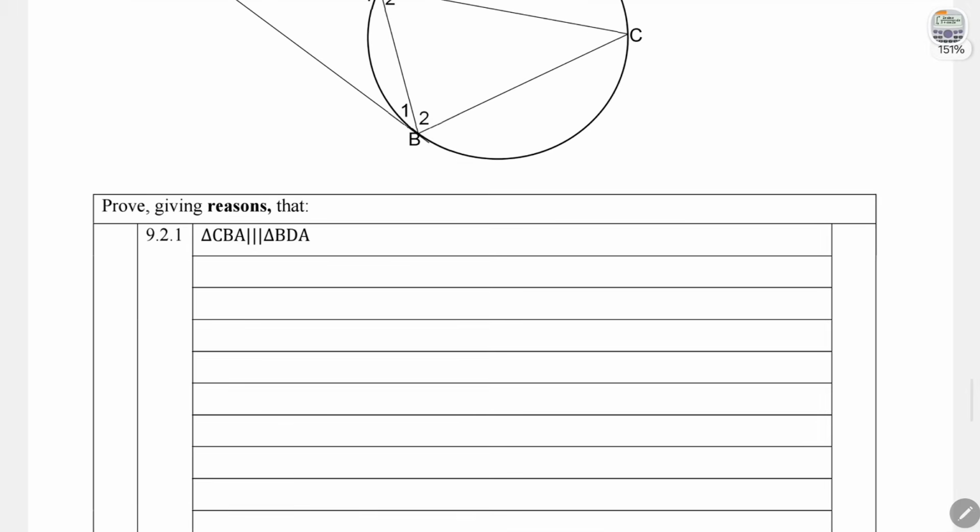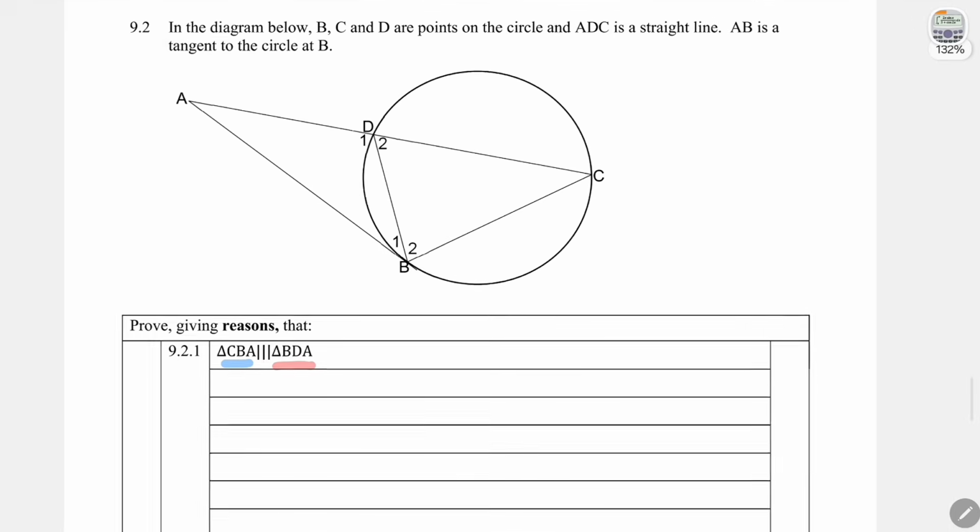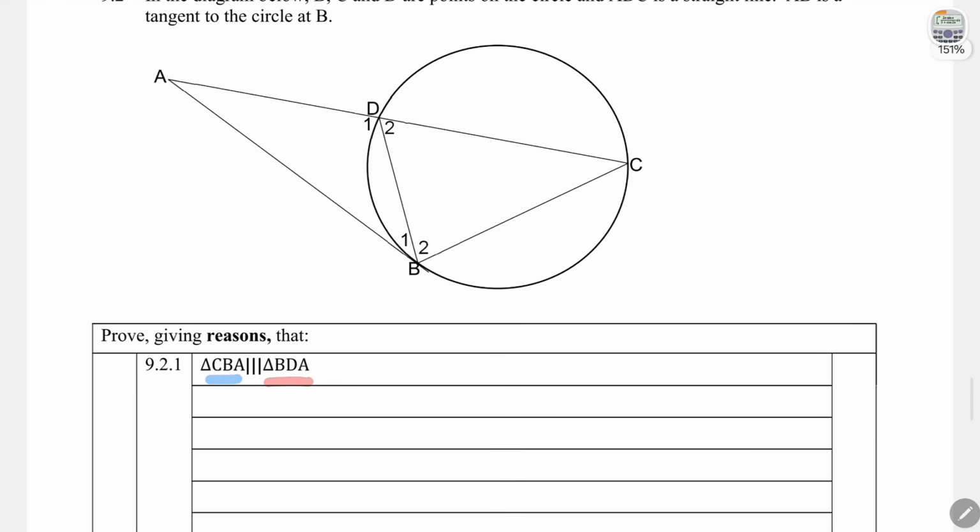The first question, 9.2.1, says we need to prove, giving reasons, that triangle CBA is similar to triangle BDA. Let's highlight those triangles first. CBA, from C to B to A, is this triangle. And then BDA is this one. We can already see from this that they are sharing an angle, angle A. So we already have 1 in the box. We have 1 equal angle in both triangles.